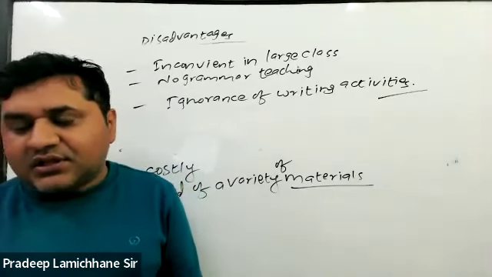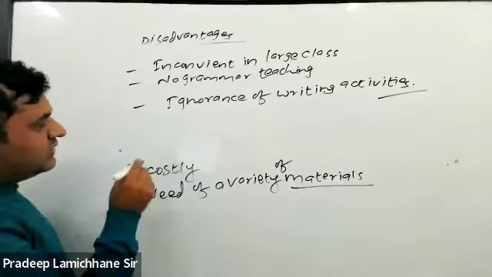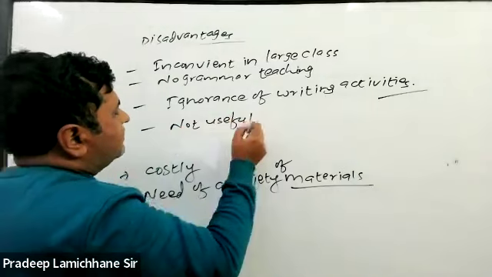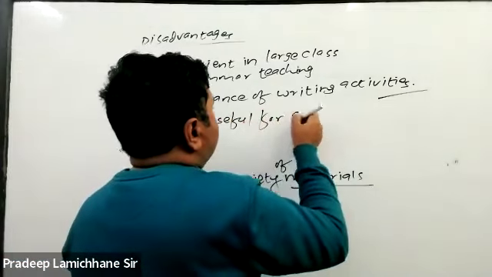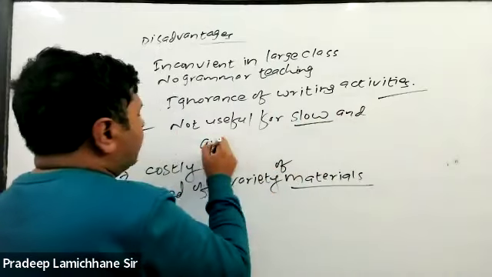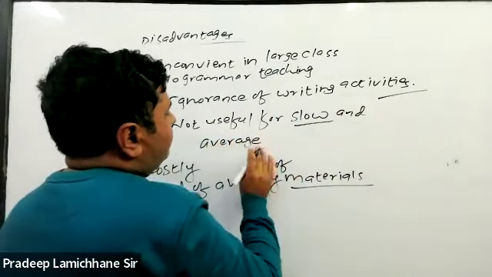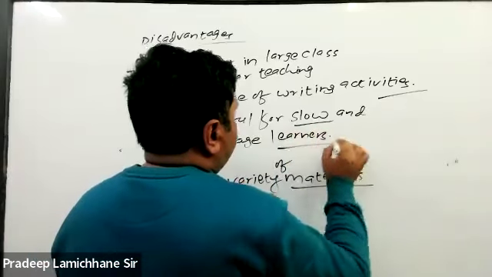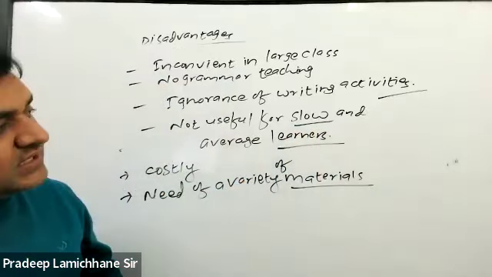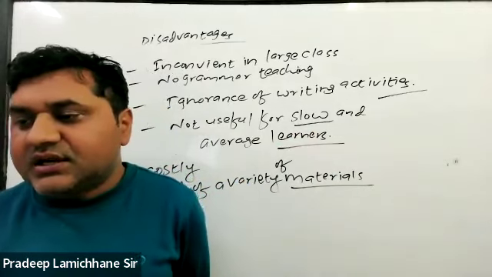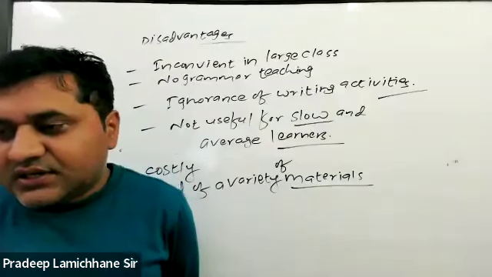At the same time, it is not useful for slow learners. Not useful for slow and average learners, and you can also say below average learners. This method is not for these learners. That's why these are the disadvantages of the direct method. Okay.